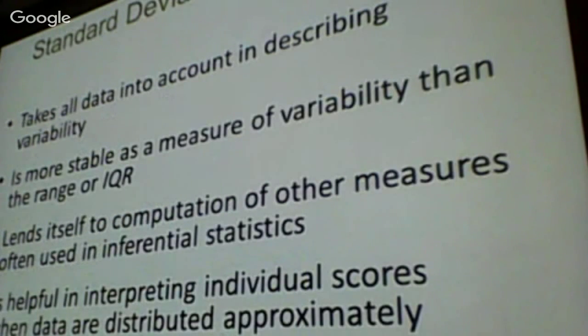Okay, so the advantage of a standard deviation is that we're taking all the data into account. We're not just looking at the endpoints or the mean, we're looking at everybody and how they differ from the mean. It's more stable than range or IQR. What does stable mean again? Yes? Similar from sample to sample. That's right. So however many samples I take, I'm probably going to get the same result. And we use standard deviation, you'll see in the future, to compute all kinds of other fun things.